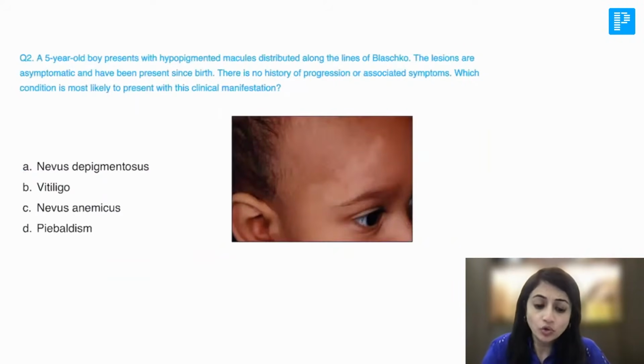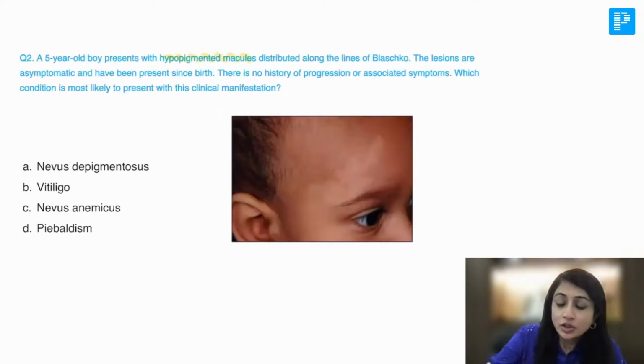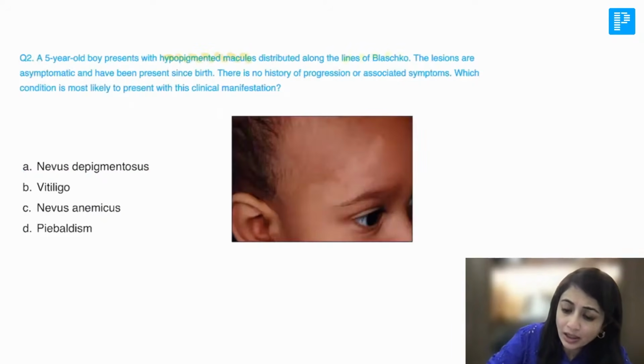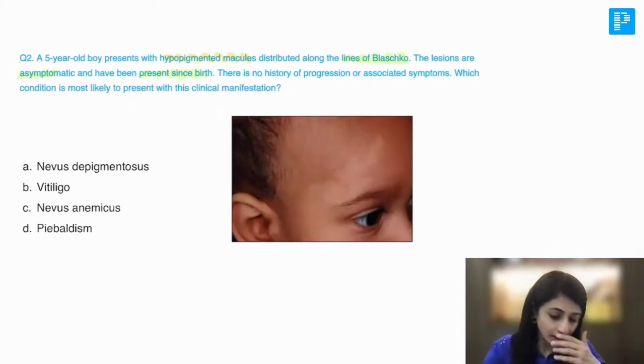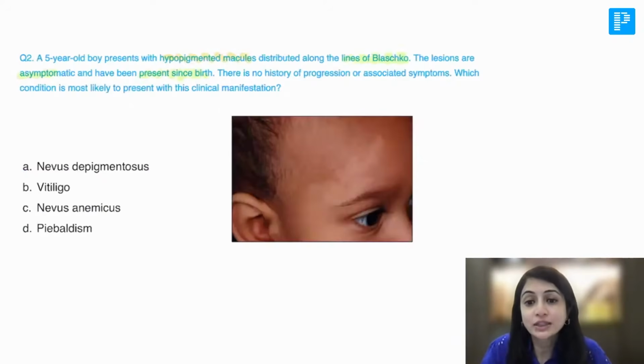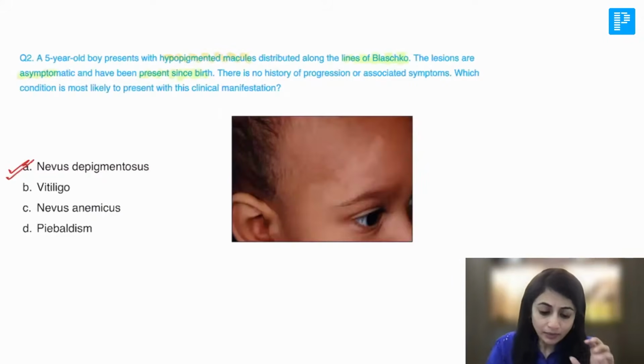A 5-year-old boy presents with, I'm marking the important things which I think will help me answer the question. Hypopigmented macules distributed along the lines of Blaschko. The lesions are asymptomatic, present since birth, no progression or associated symptoms. So what do you think it is? I thought you would get confused with vitiligo, but I'm glad that you didn't. Yes, the answer here would be nevus depigmentosus.